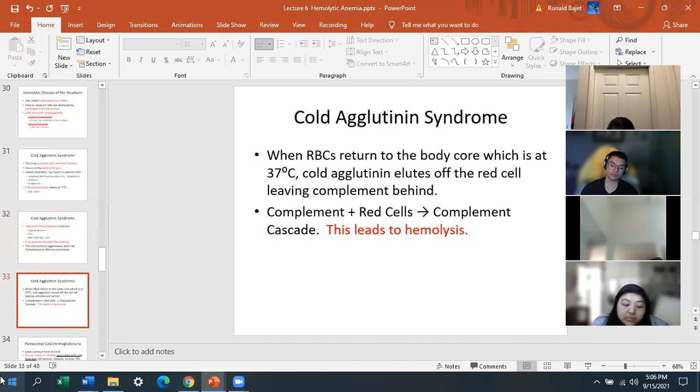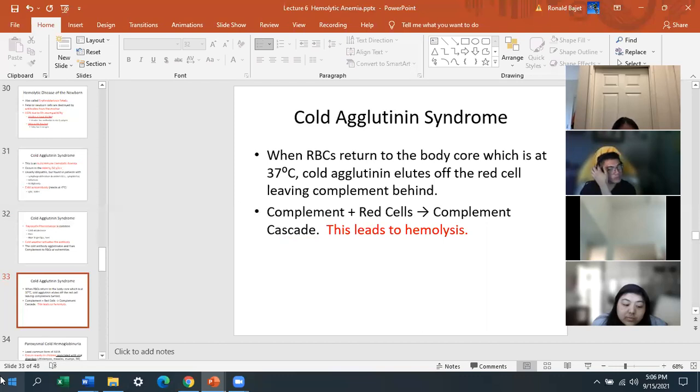And what happens is, in the patient's circulation, when the blood travels to the core of your body at 37 degrees, the cold agglutinin will elute off the red blood cell, and it leaves complement behind. And then in the core of your body, that free complement is now going to bind to the red blood cells and activate the complement cascade. And when the complement cascade is activated, it's going to lead to red cell hemolysis. So just remember, the end product of the complement cascade is cell hemolysis. And that's what happens in cold agglutinin syndrome. And that's why it creates hemolytic anemia.